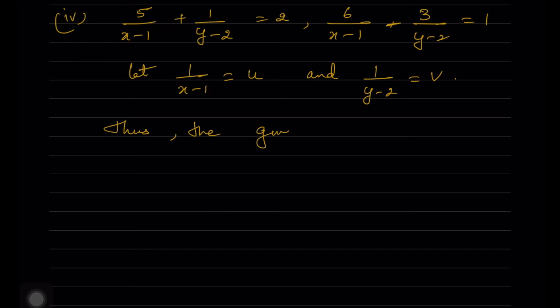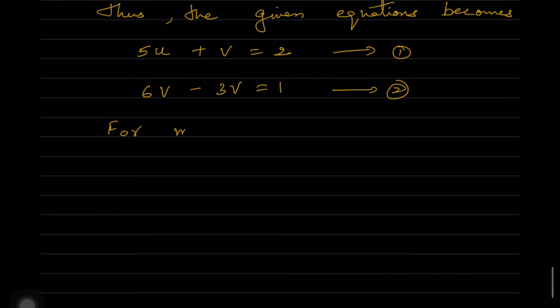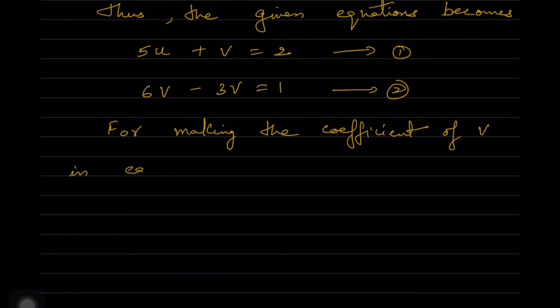So 5u plus v is equal to 2 and 6u minus 3v is equal to 1 is the next equation. So name the first one as equation 1 and the second one as equation 2. For making the coefficients of v equal, we multiply equation 1 with 3.